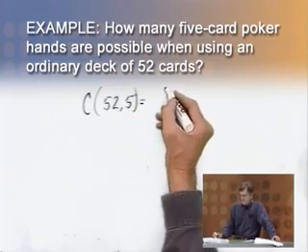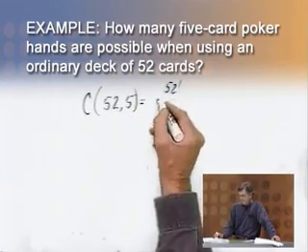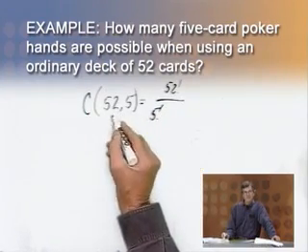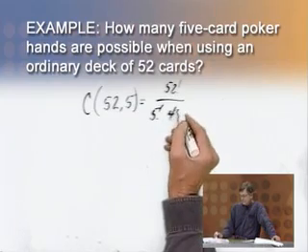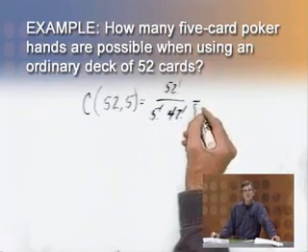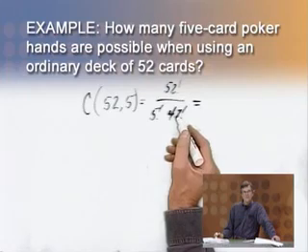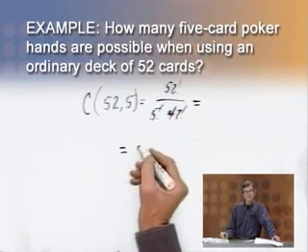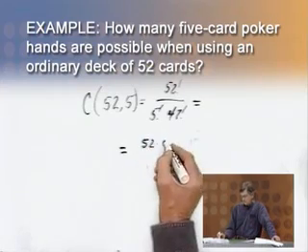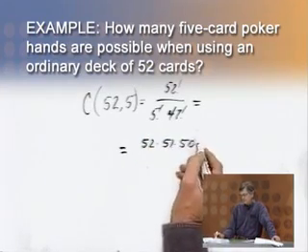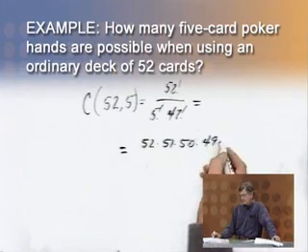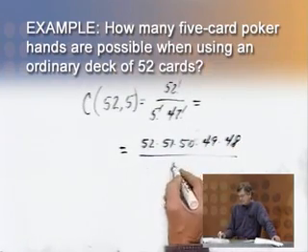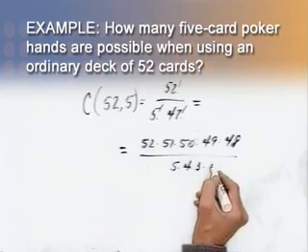Now, if I were to use the formula, that would be 52 factorial divided by 5 factorial times the difference factorial. Now, the difference here is 47, so that'll be 47 factorial. And if I were to cancel off 47 factorial, what would be left in the numerator? 52 times 51 times 50 times 49 times 48, and that would be divided by 5 times 4 times 3 times 2 times 1.